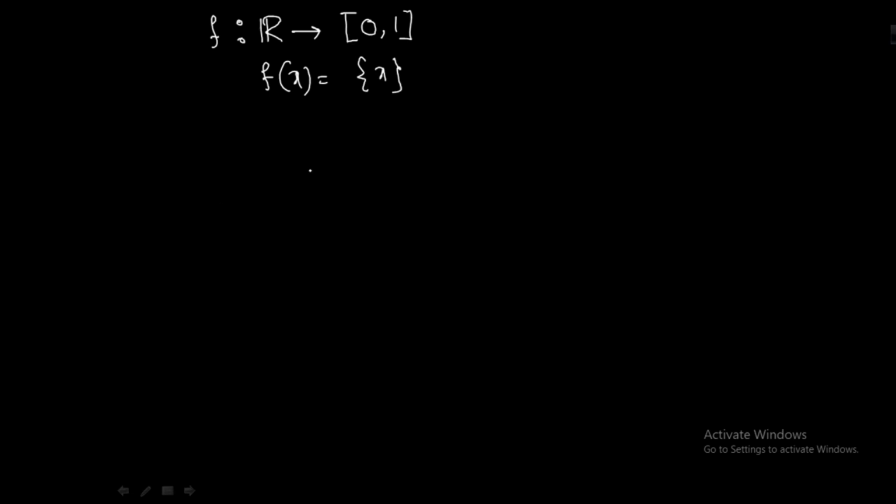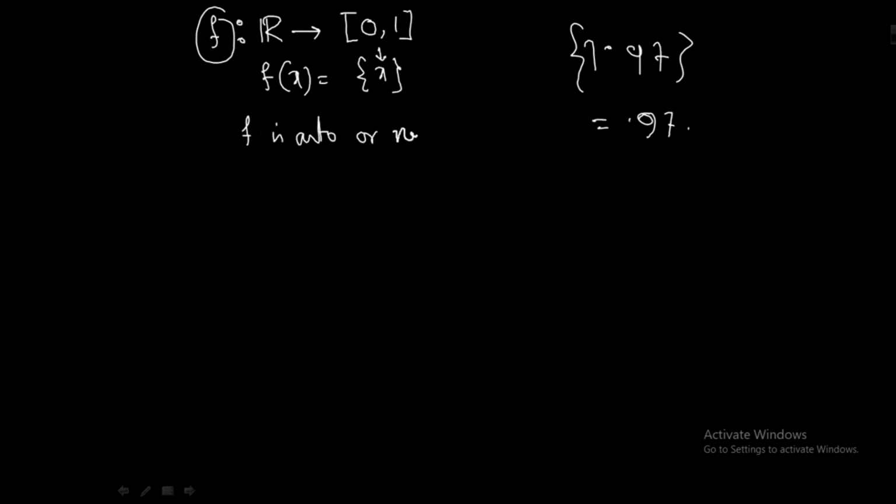Fractional part of x means for any given real number you have to take the fractional part. Suppose the real number is 1.97, then its image will be 0.97. So this function f maps every real number to its decimal part, that means the fractional part. So now tell me whether this function f is onto or not. Try to find the answer.